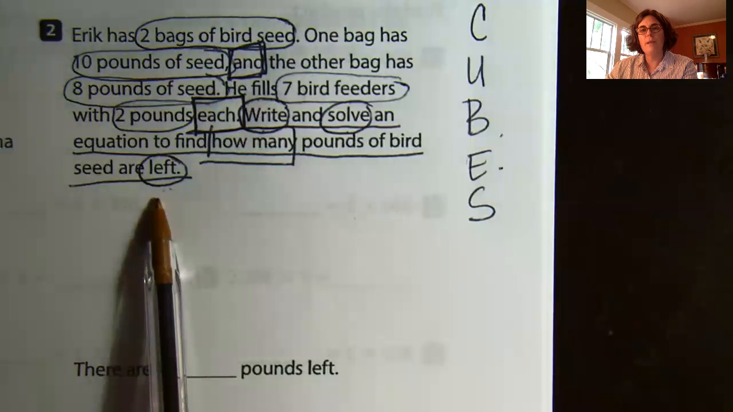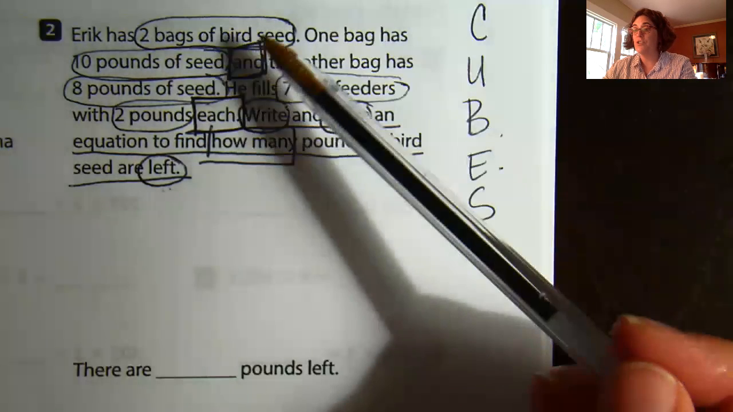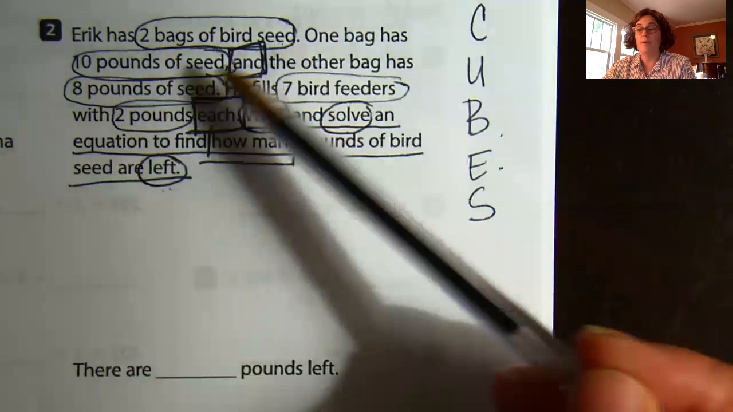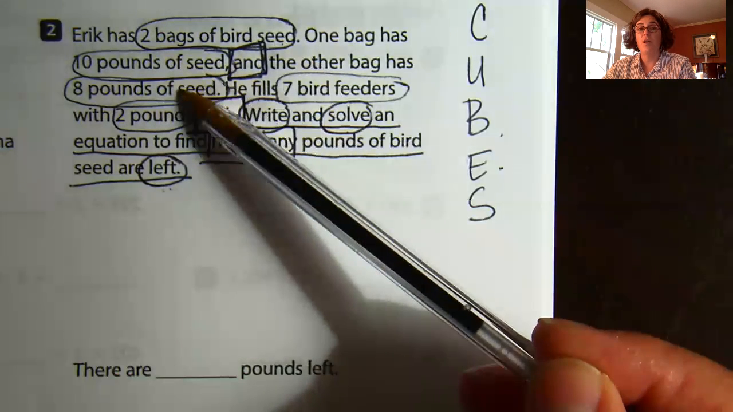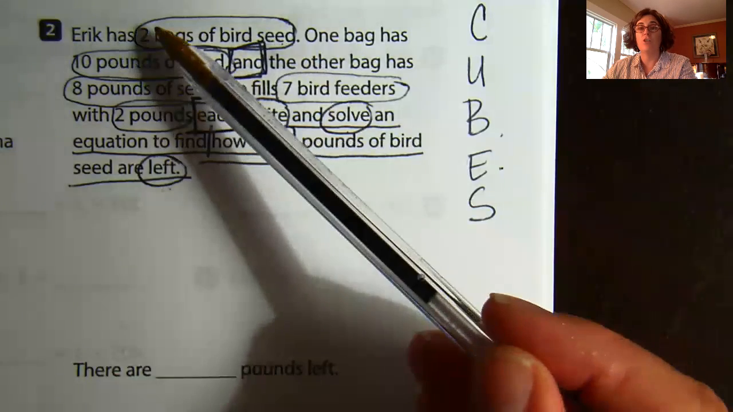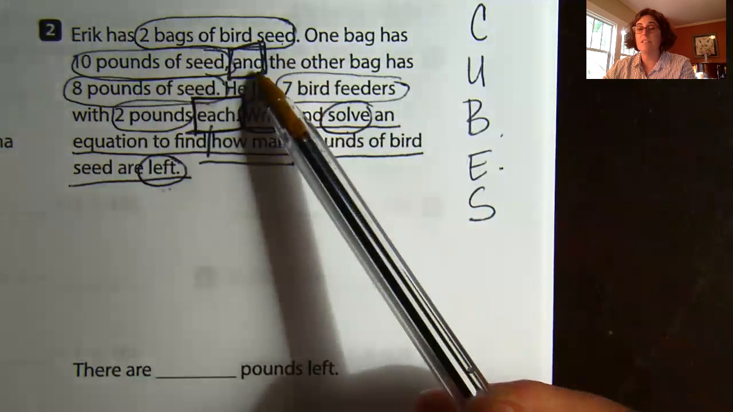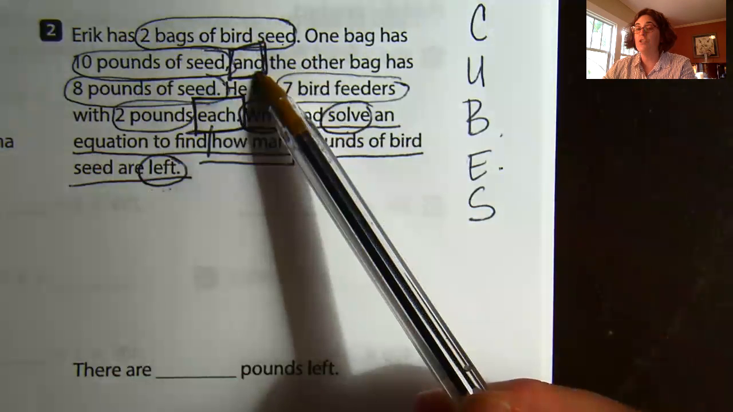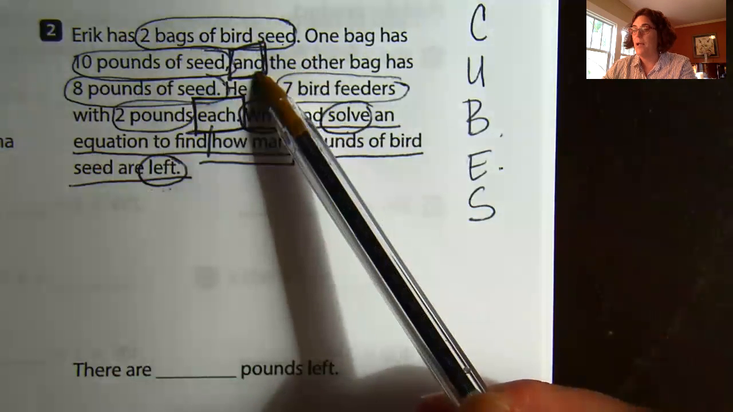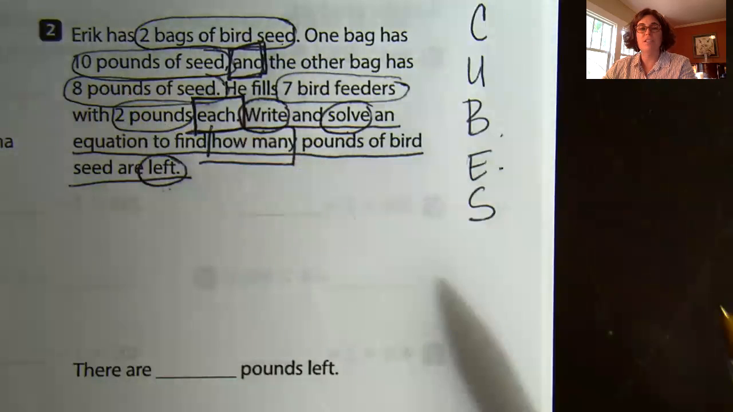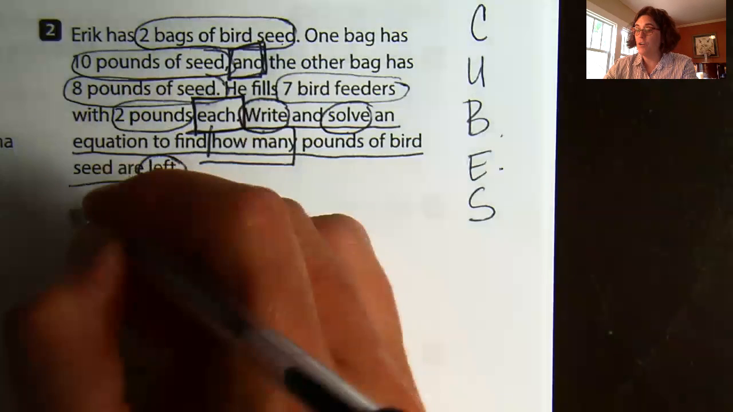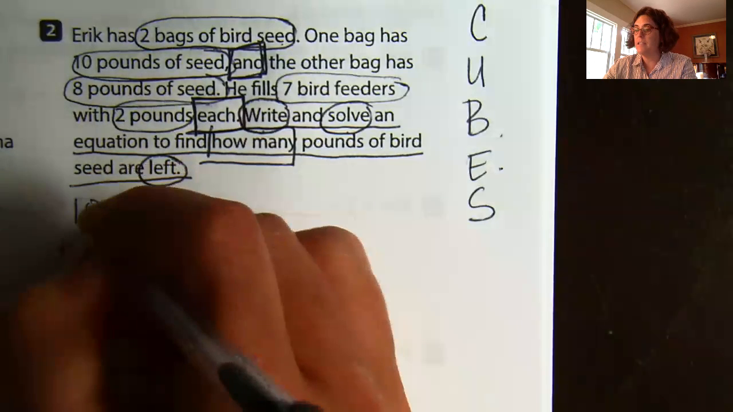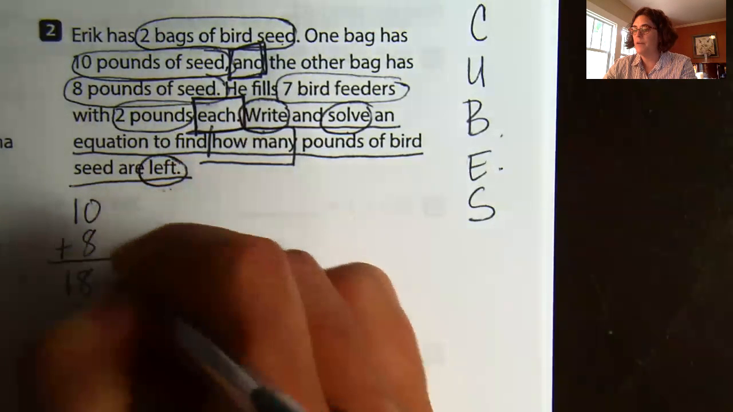But do we know how many pounds of birdseed he had in total at the beginning? We actually don't. We are told he has 2 bags of birdseed, and one of them has 10 pounds, and one of them has 8 pounds, but we aren't told how much he has altogether. That's why I boxed this keyword "and," because we need to solve that hidden question by adding the pounds of birdseed in each bag. So I'm going to go ahead and do that. 10 plus 8 equals 18 pounds total.